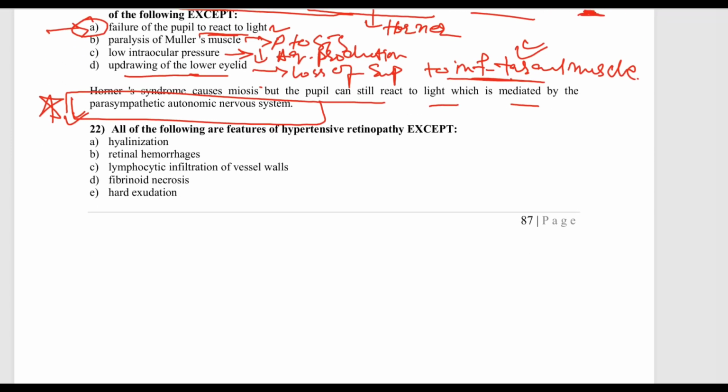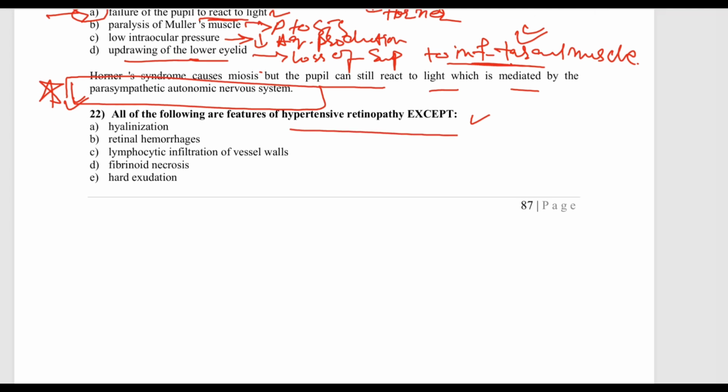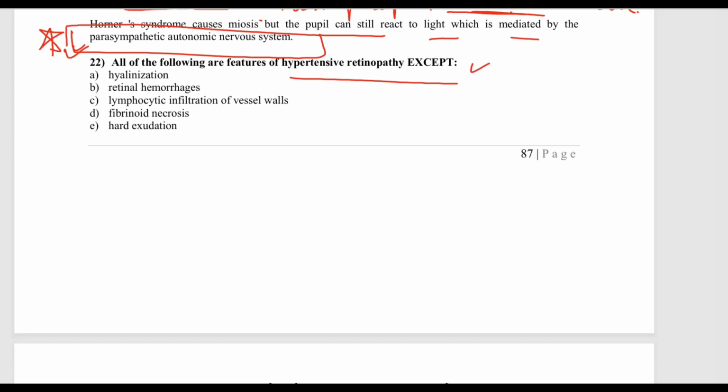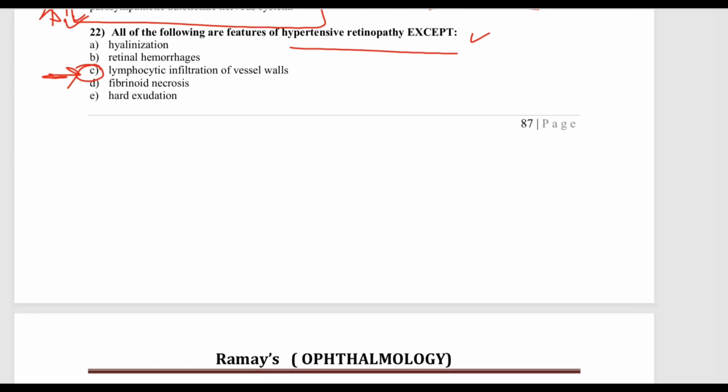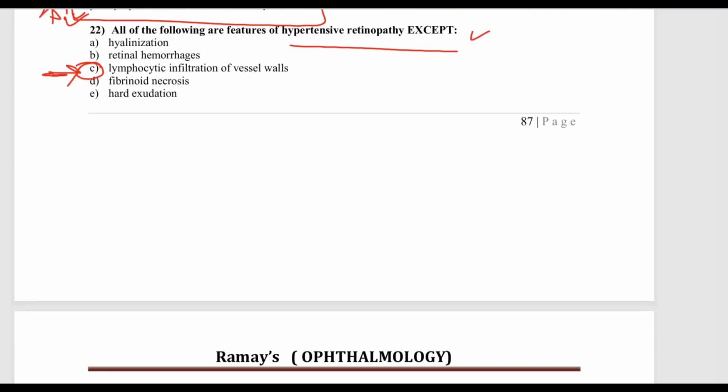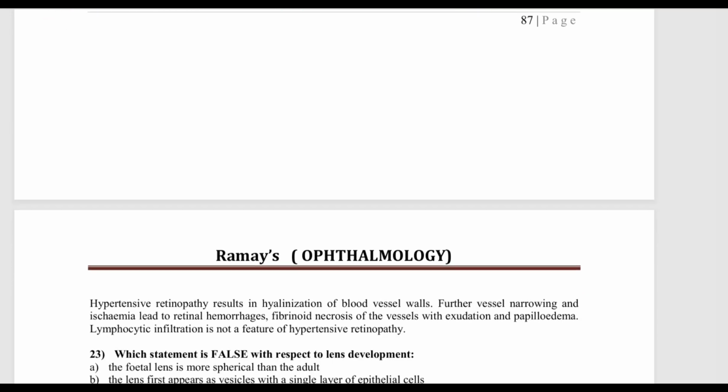The next question is: all are features of hypertensive retinopathy except. The options are hyalinization, retinal hemorrhages, lymphocytic infiltration of the vessel walls, fibrinoid necrosis, and hard exudation. The correct option here will be lymphocytic infiltration of the vessel wall, because it can occur in any kind of infection, but not in hypertensive retinopathy. There will be hyalinization, hemorrhages, fibrinoid necrosis, and exudates.